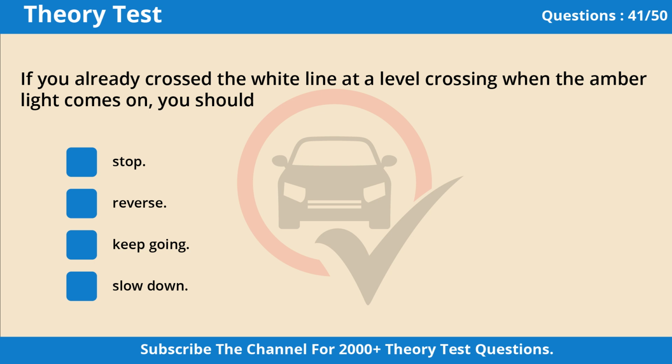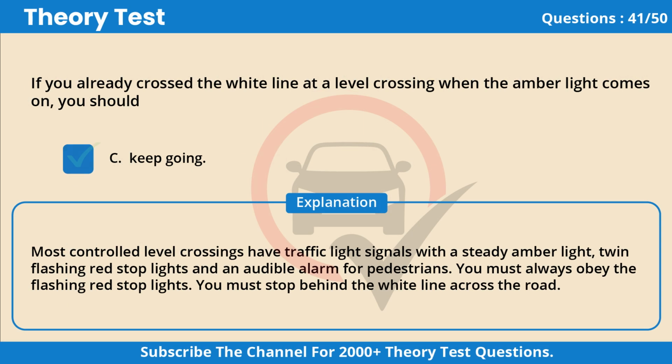Question 41. If you already crossed the white line at a level crossing when the amber light comes on, you should: C. Keep going. Most controlled level crossings have traffic light signals with a steady amber light, twin flashing red stop lights and an audible alarm for pedestrians. You must always obey the flashing red stop lights. You must stop behind the white line across the road.